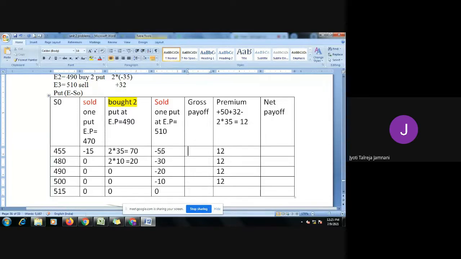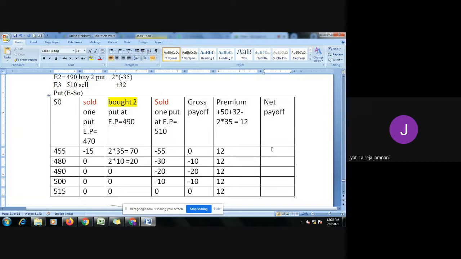Minus 15 minus 55 if I do, I get minus 70 and here I have plus 70. So minus 70 plus 70 is 0. Then 0 plus 20, 20 minus 30 is minus 10. Here minus 20, minus 10, last one is 0.